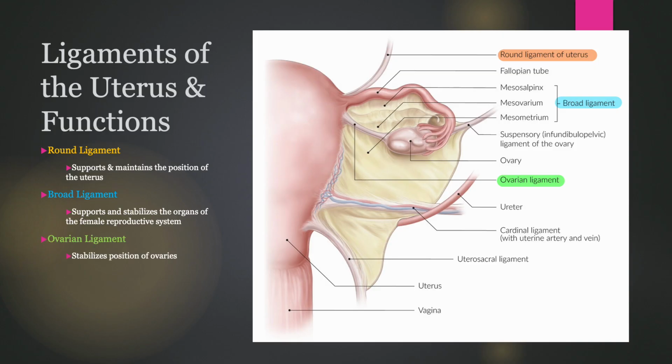Lastly, I have the ovarian ligament. The ovarian ligament's function is to stabilize the position of the ovaries. So the ovarian ligament is highlighted in green, I'm sorry. And if you follow that arrow all the way up to the structure, it's a structure that's connected between the uterus and the ovary. So it's easy to remember because it's connected to the ovary, so you know that's the ovarian ligament.